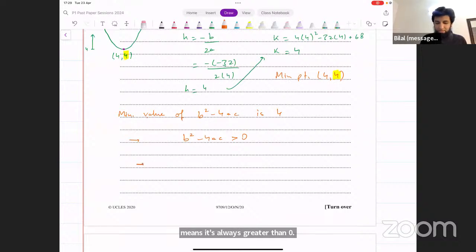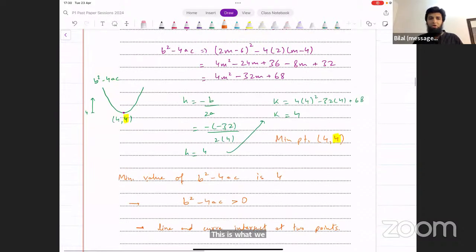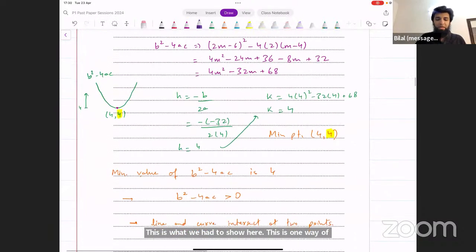Okay, so this implies the line and curve intersect at 2 points. This is what we had to show here. This is one way of doing this. You could also do the same thing by completing the square.